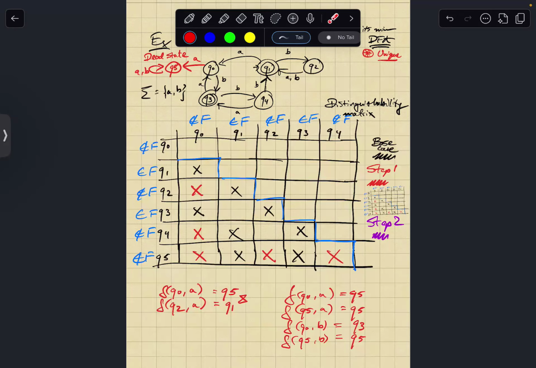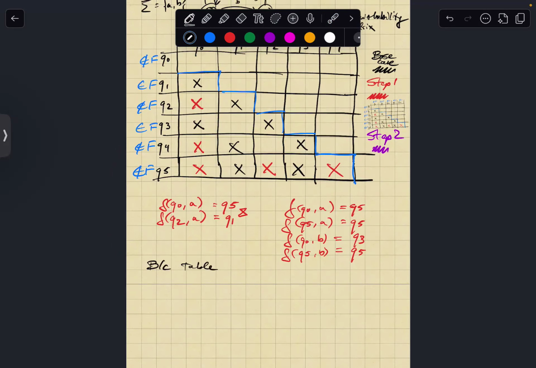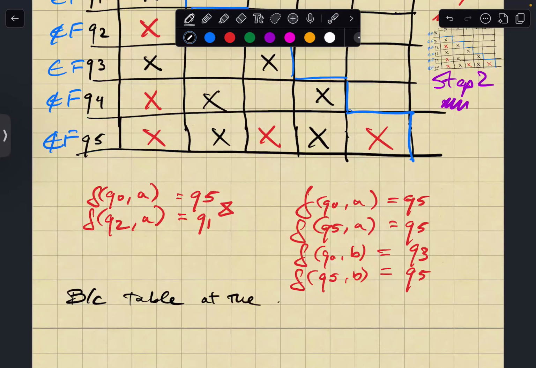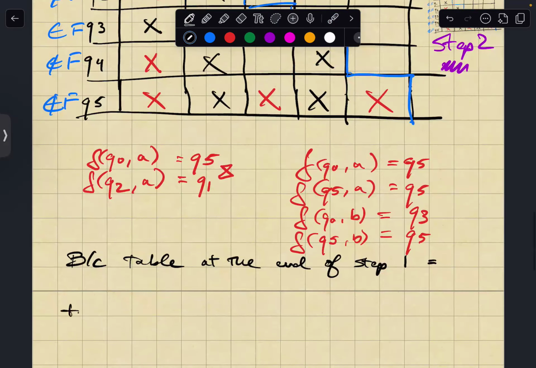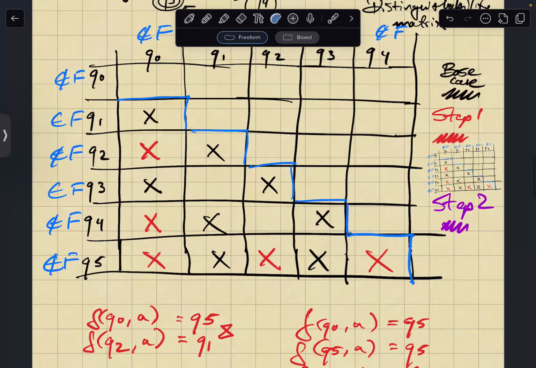And so you'll notice that this table here is exactly the same as this really tiny table here. Which means that I'm done, because the table at the end of step one is equal to the table at the end of step two. This implies that I'm done, and this is my resulting table. So that means that I'm done with the algorithm.